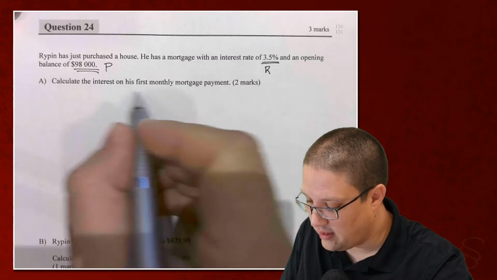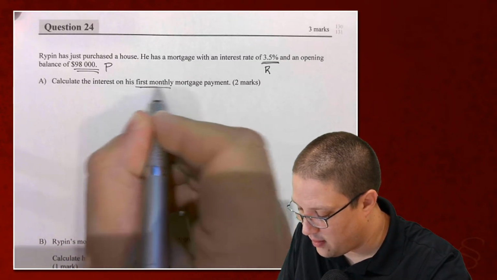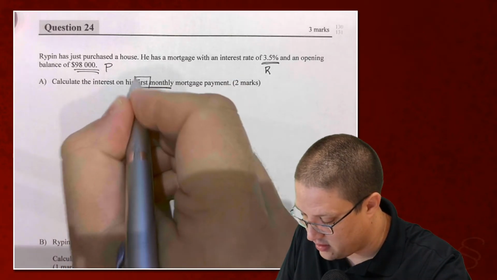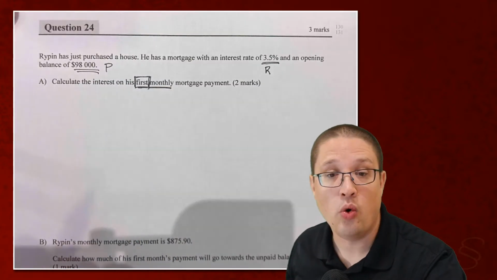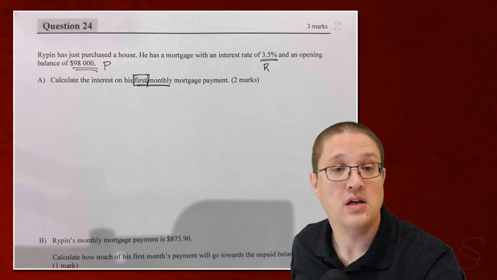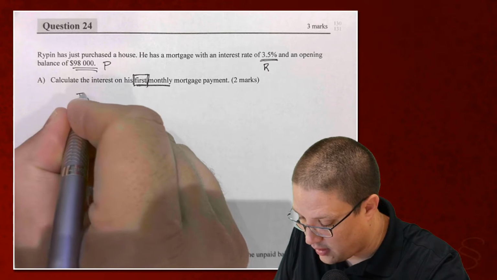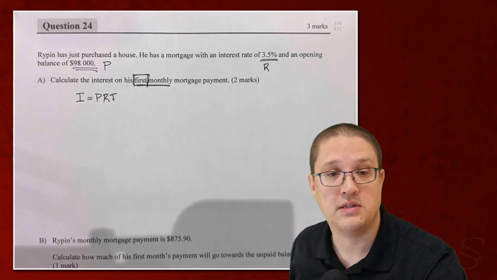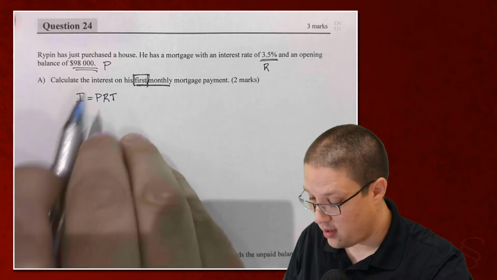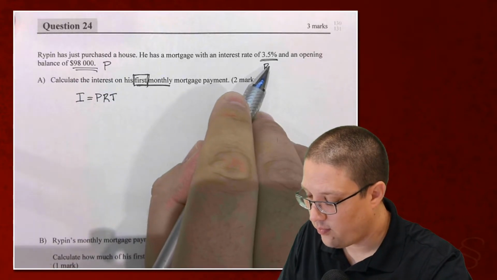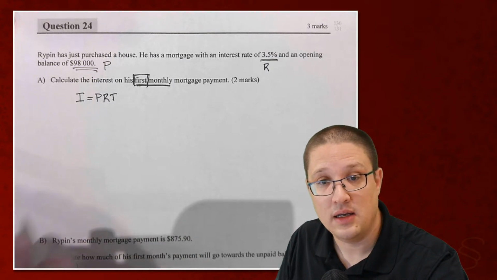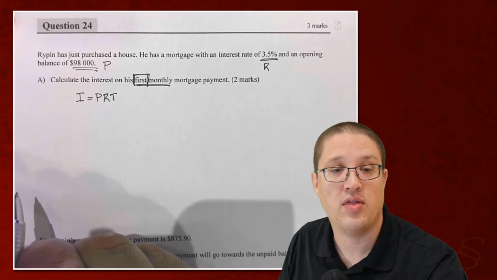Now it says calculate the interest on his first monthly mortgage payment. That first here is the big key. This is only 1 month we are looking at, so I can use I equals P times R times T. I can use that formula. I have P, I have R, and I have T already because I know this is 1 month.